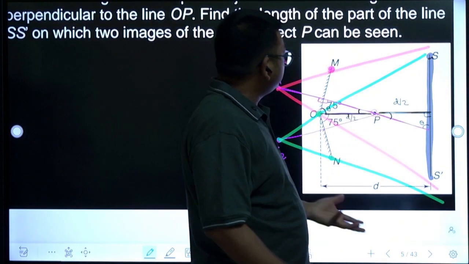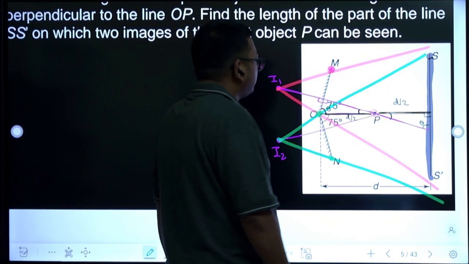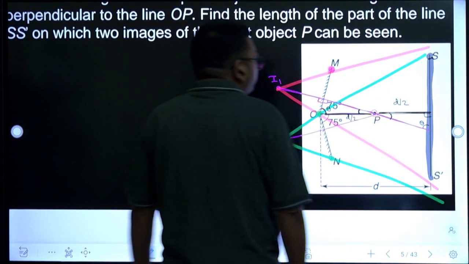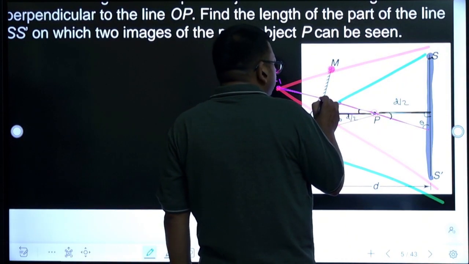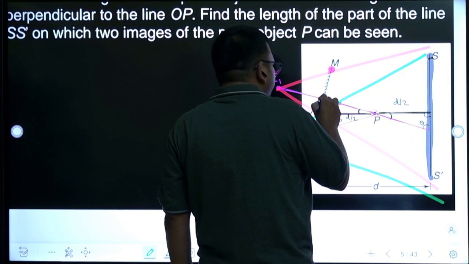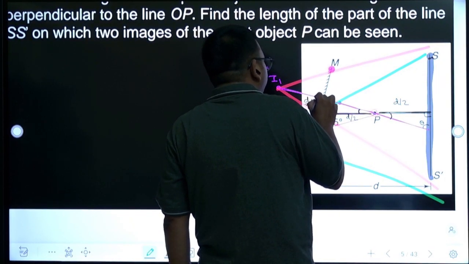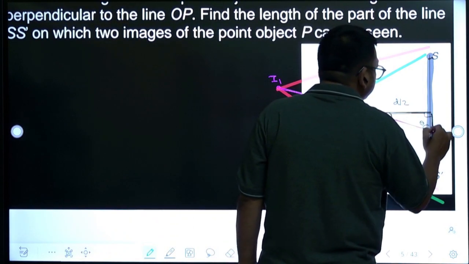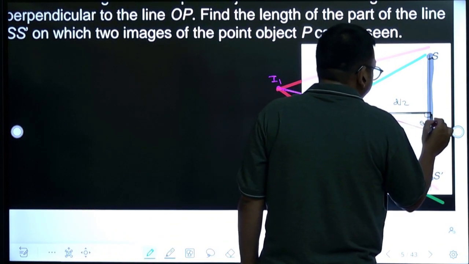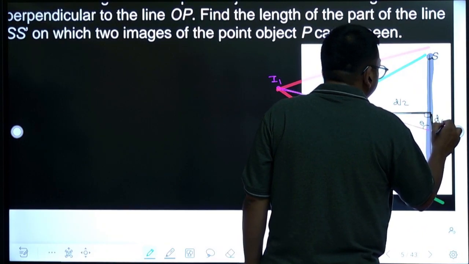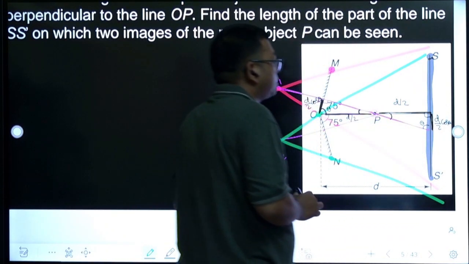These angles, as they have so many properties, we can apply. So we can definitely figure out this length. What is that length? D by 2 cos theta. This length is d by 2 cos theta. So this length also must be d by 2 cos theta, right? This length should also be d by 2 cos theta.